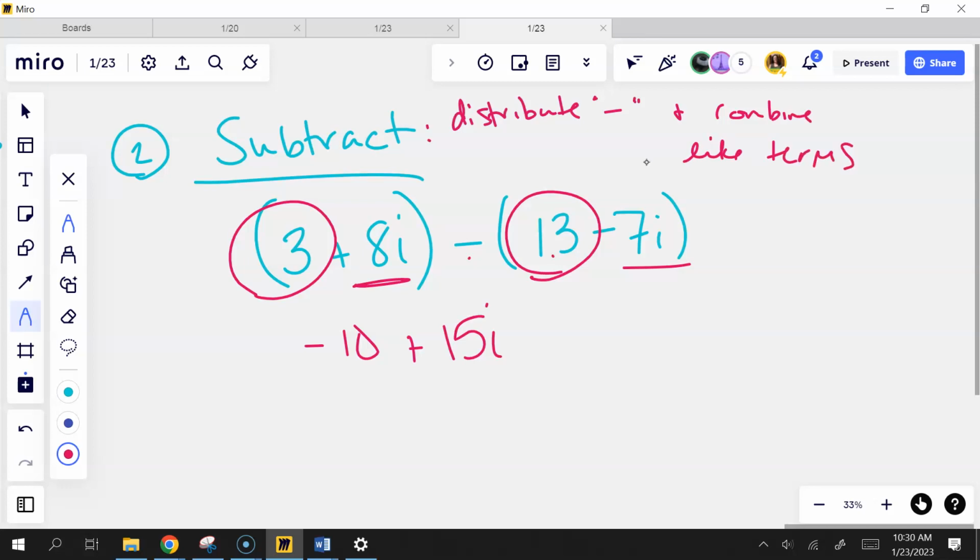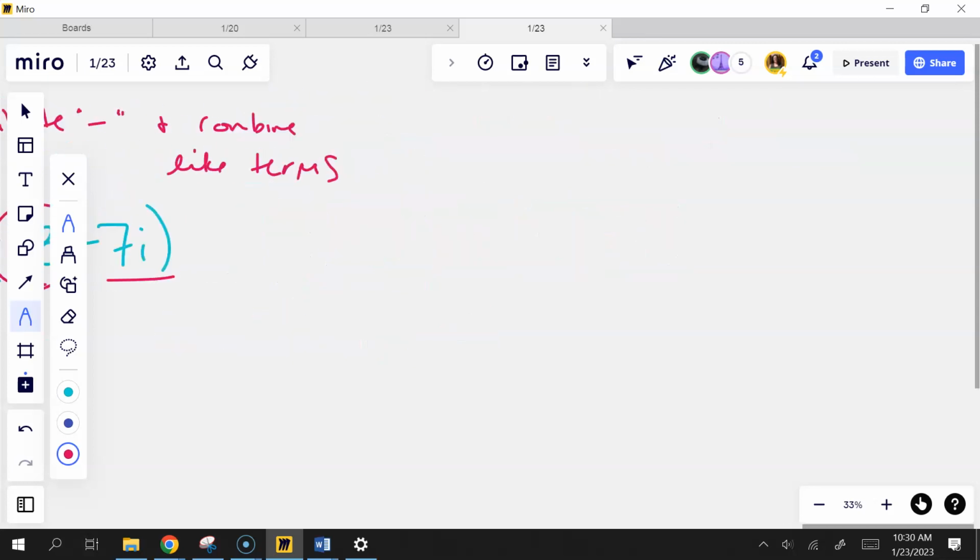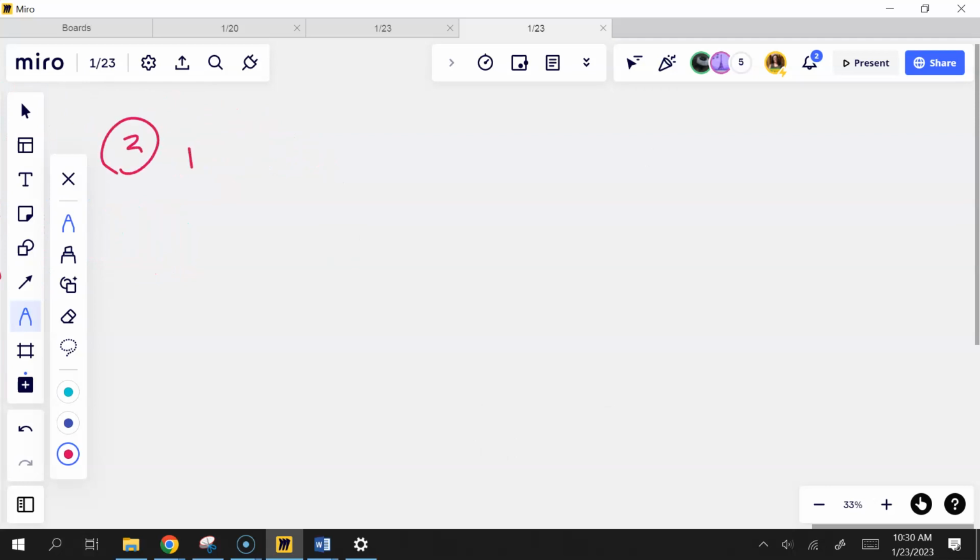Yes, subtraction. Multiply is not hard either. It doesn't get kind of hard until we get to division. All right. So I'm going to skim on past that, and I'm going to spend a little bit more time on multiplication and division. How do we multiply complex numbers?